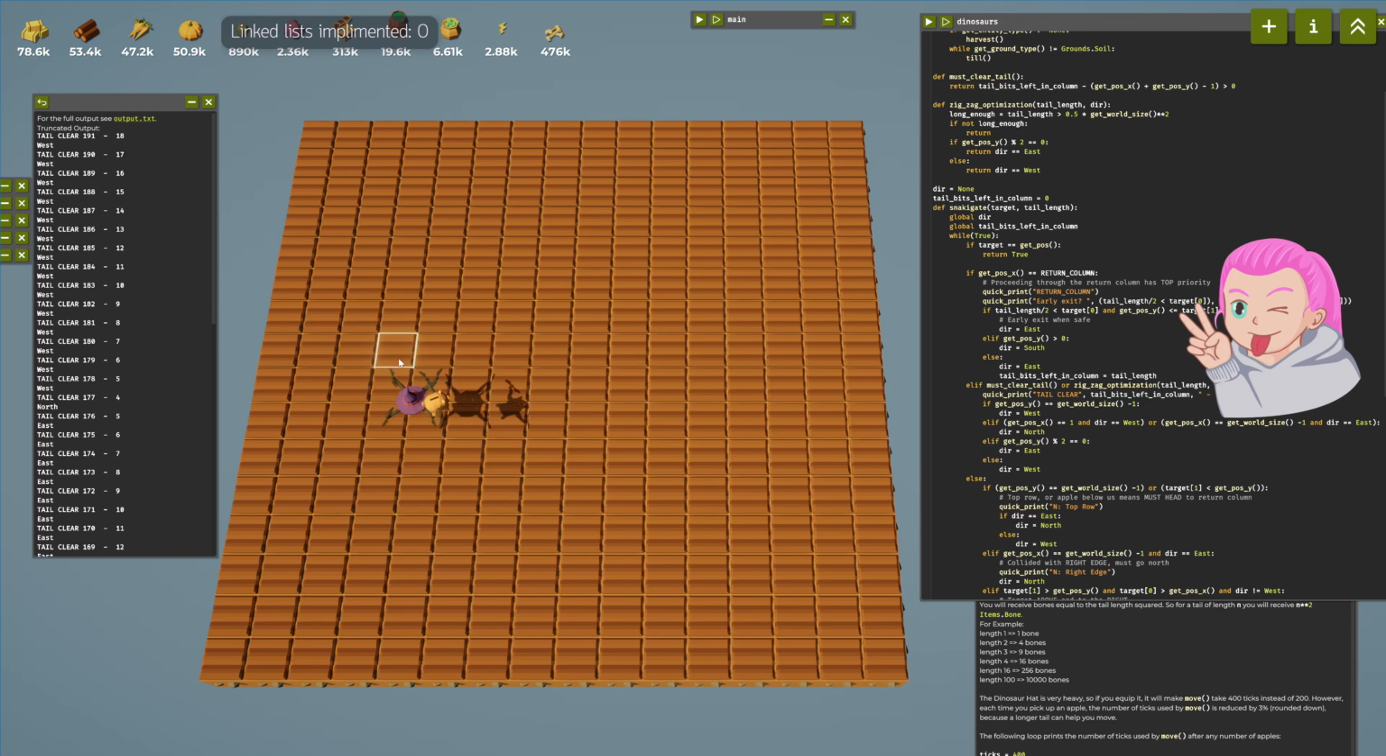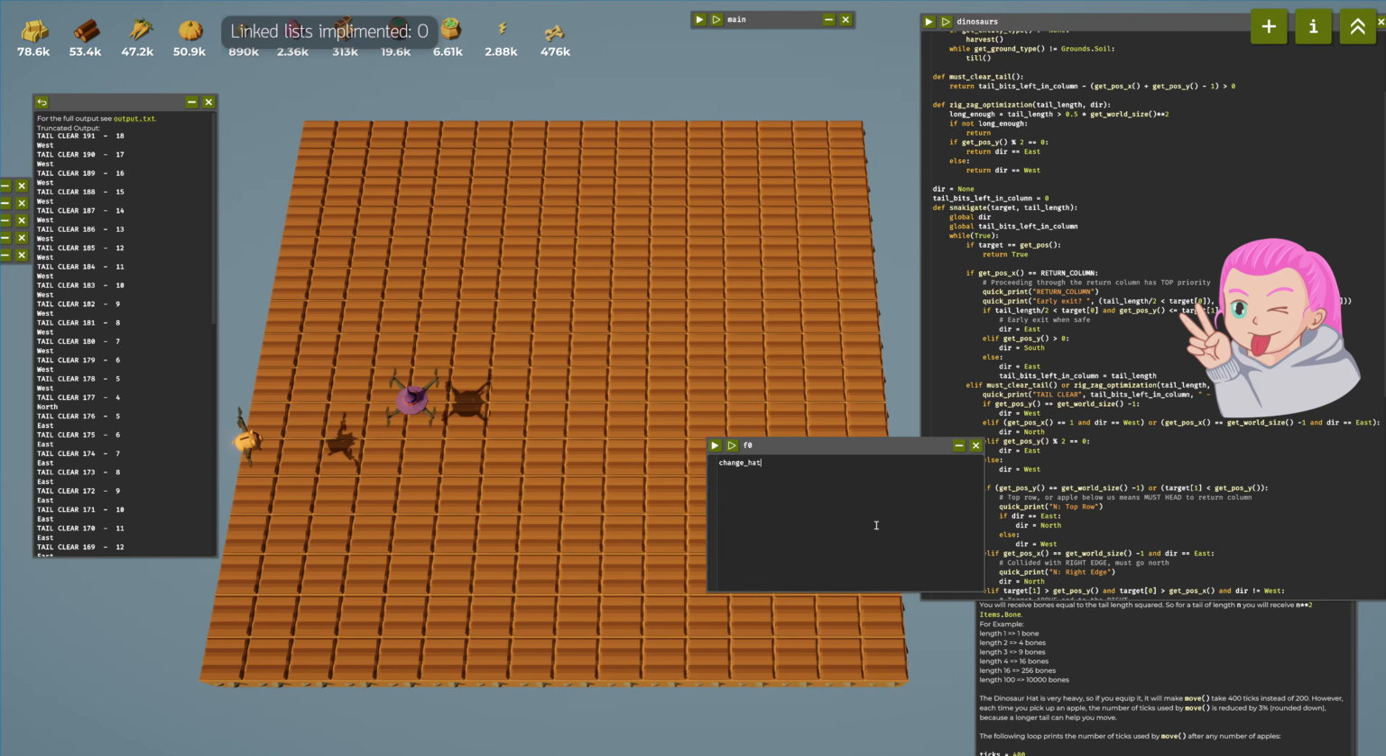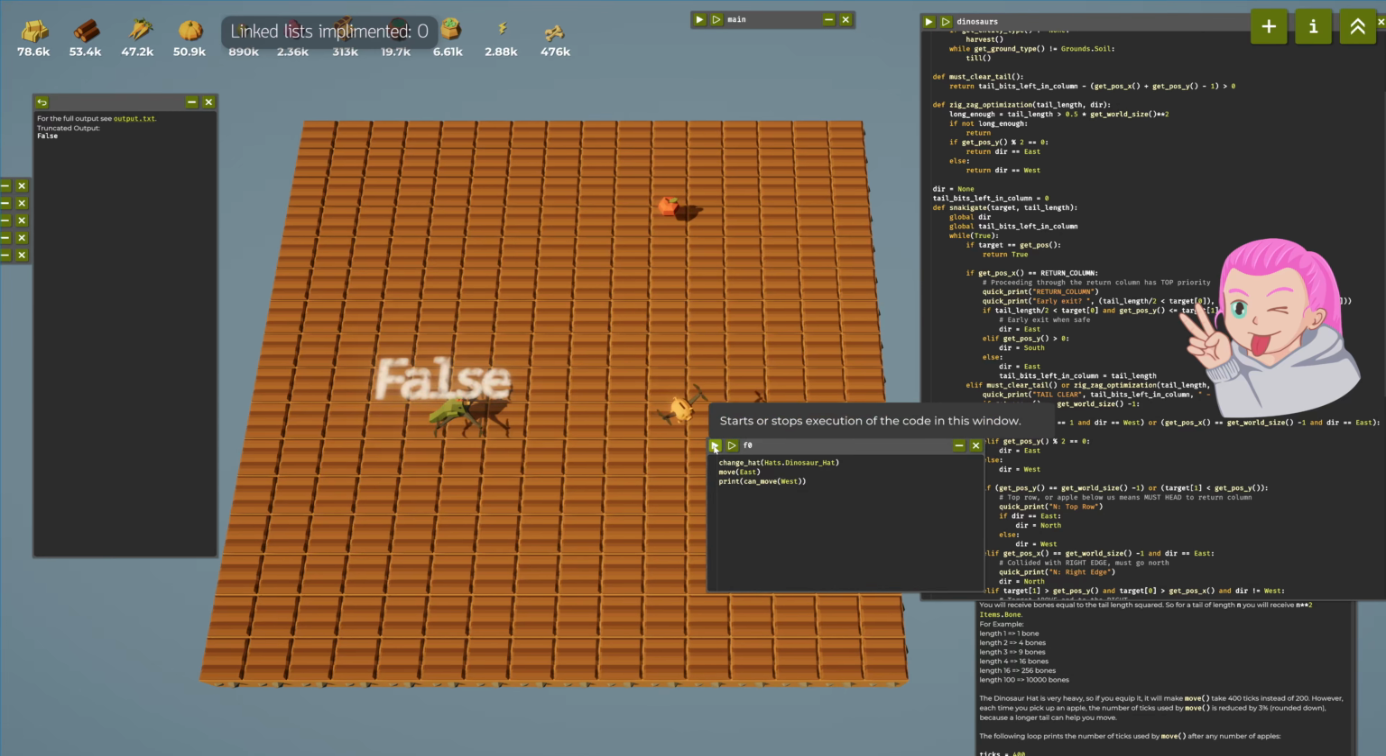Can we use can move in this mode? Okay. And then we're gonna move east and print can move west. Oh. Okay.